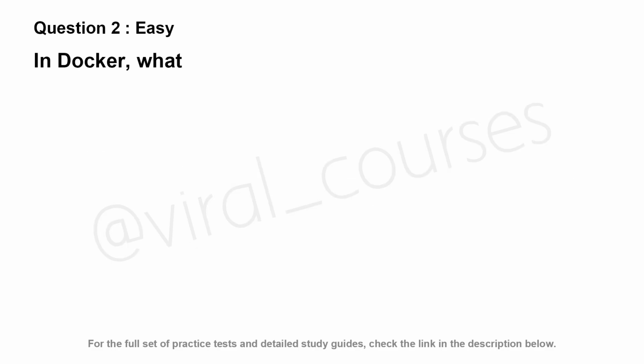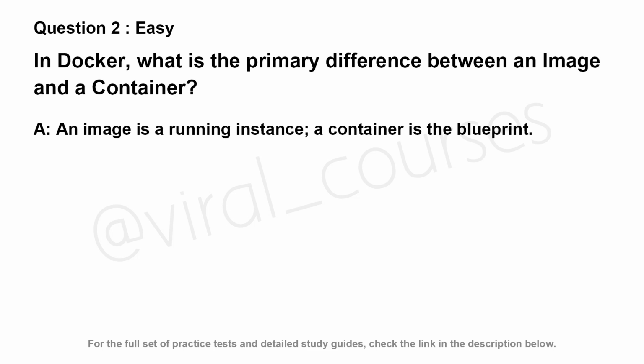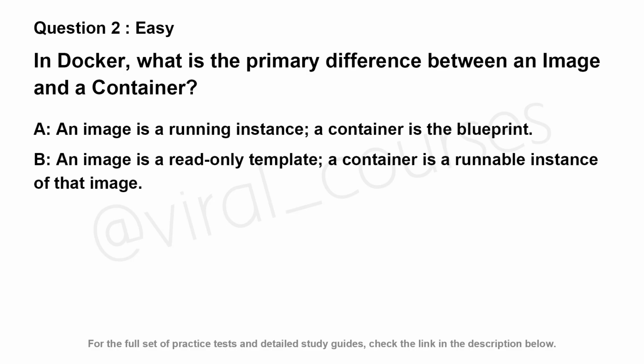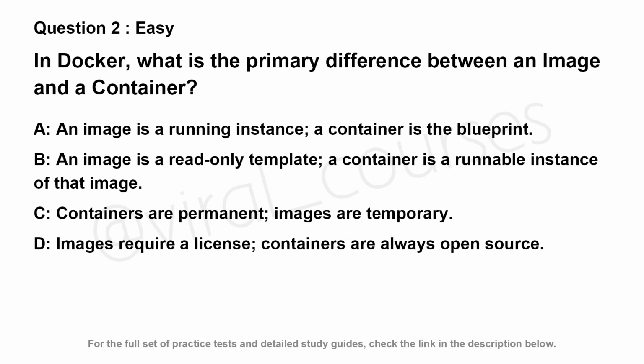In Docker, what is the primary difference between an image and a container? Option A. An image is a running instance. A container is the blueprint. Option B. An image is a read-only template. A container is a runnable instance of that image. Option C. Containers are permanent. Images are temporary. Option D. Images require a license. Containers are always open source.